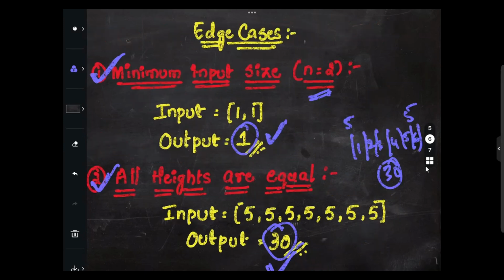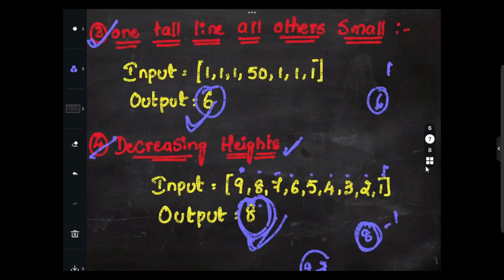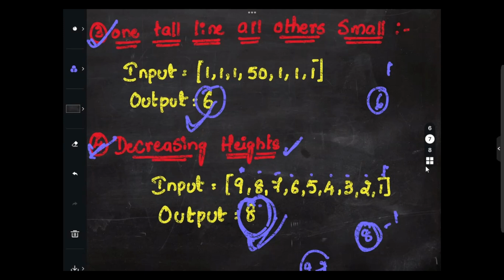So these 4 edge cases that we need to keep in mind, right? The first edge case was minimum input size. The second was all heights are equal. The third was one tall line, all others small. The fourth was decreasing heights, right? These are the 4 edge cases to keep in mind. So now we are familiar with the approach and we are good with the edge cases as well. It will be easier to write the code. Now let's start writing the code.